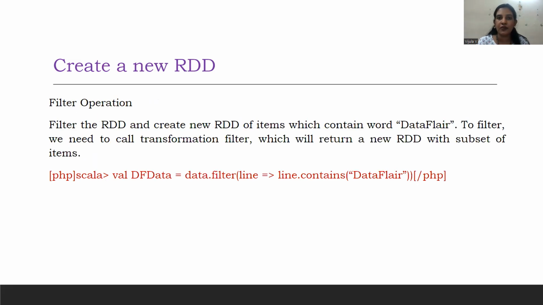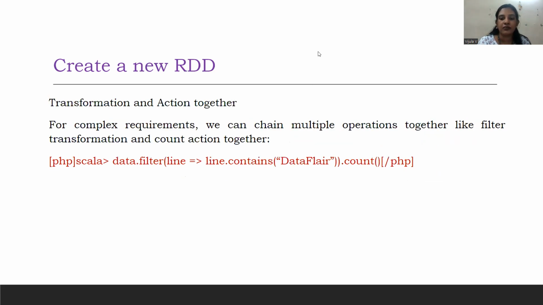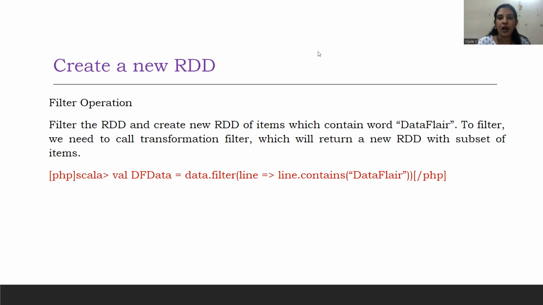And the second one is the filter operation. We filter the RDD and it creates a new RDD of items which contain the word to filter. So we need to call the transformation filter, which will return a new RDD with a subset of items. And the given command here is used for a filter operation.